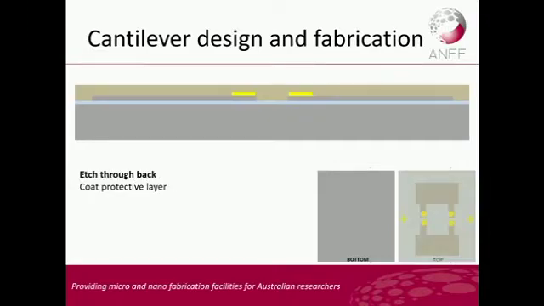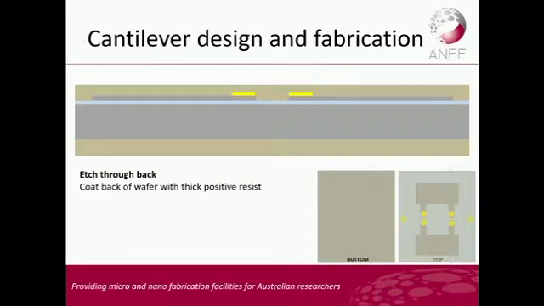So this is where we can do some further processing to pattern the back. But first of all, we've got to protect the front. So gold is quite soft. Because we're going to turn the wafer upside down, it's going to be sitting on a chuck. We don't want to scratch it, so we need to protect that side of it.